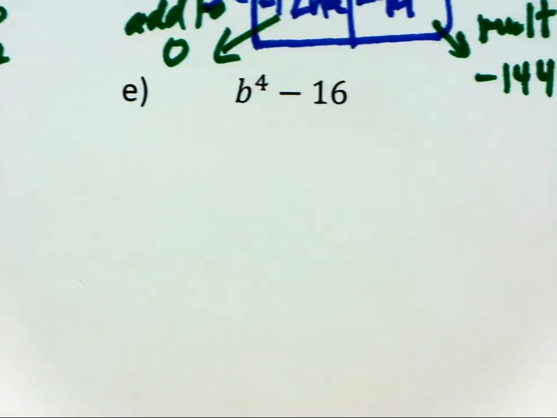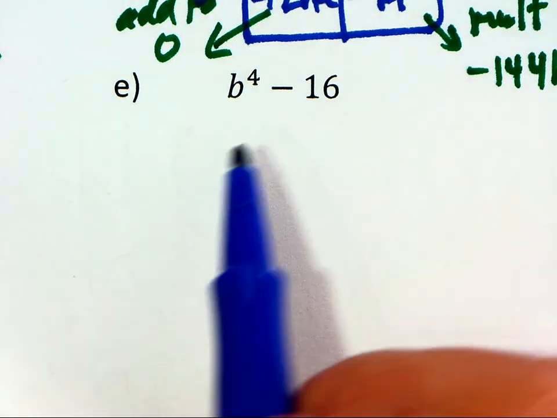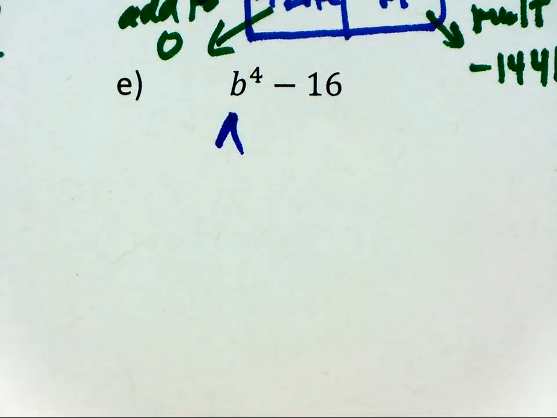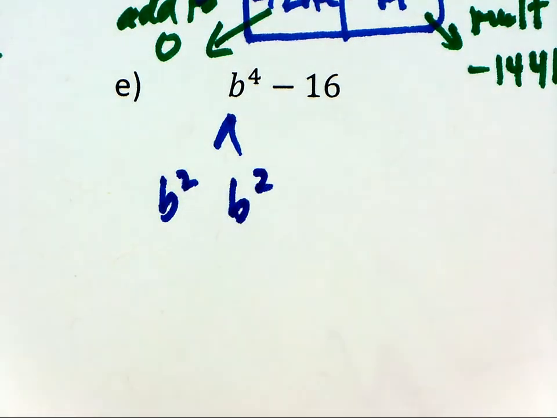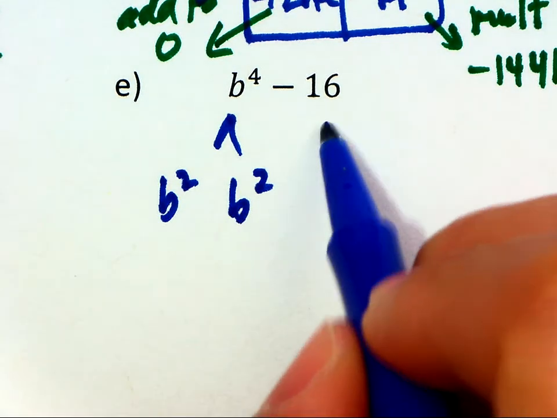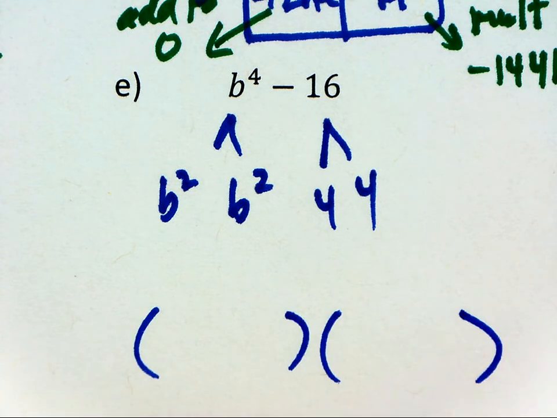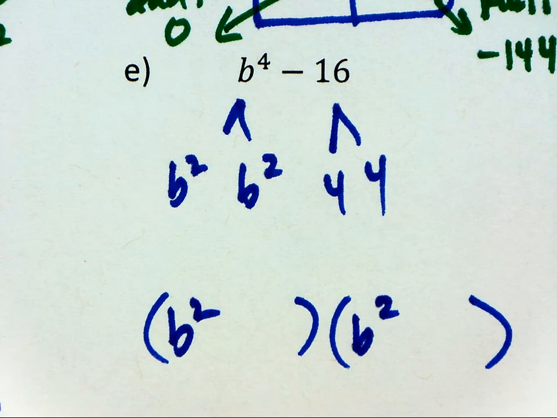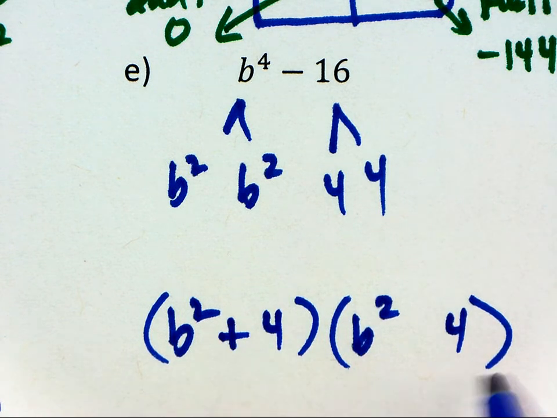Okay. All right. Problem E is, well, I thought it was simple, but I didn't realize that was a fourth power. All right. So what two powers multiply to make a fourth power? Well, it's a second power and a second power, right? B squared times b squared makes b to the fourth, right? And 16 is 4 times 4. Okay. And so now we know what terms go in the factors. Each factor will start with a second degree b, and each factor will end with a 4. One factor will be a sum, and one factor will be a difference.